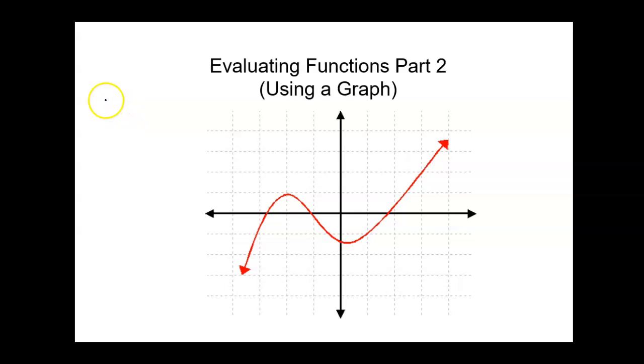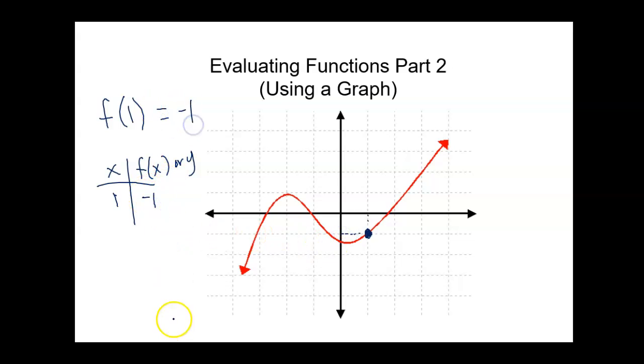So let's find f of 1. Okay, so what this tells me is that x equals 1, and we need to find the y value, or the f of x value, when x equals 1. So I go over here to my function, x equals 1 here, right? So I line that up with the function. And then this point right here is the point where x equals 1. And what is the y value here? The y value is -1. So f of 1 equals -1.